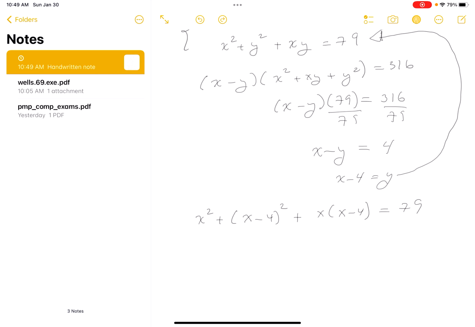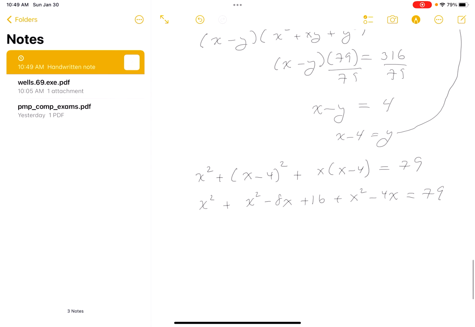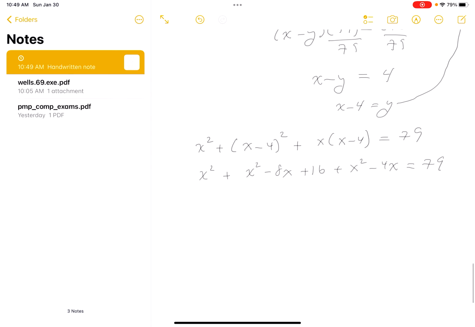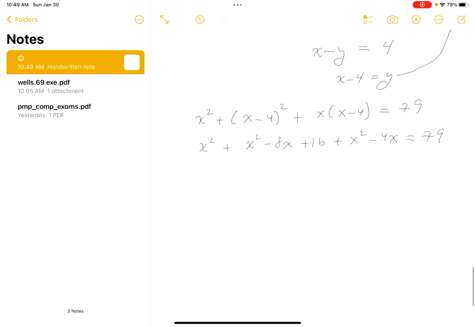79, right? And so what I'm going to do now is try to solve it. To do that, I guess I have to simplify it a little bit, right? So x squared plus x squared minus 8x plus 16 plus x squared minus 4x equals 79. And I know what somebody said, this is ever going to end. It will end if you move forward. So what do you get over here?